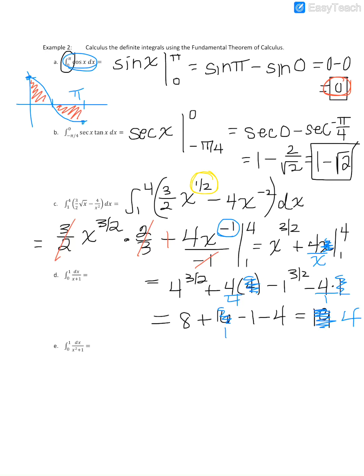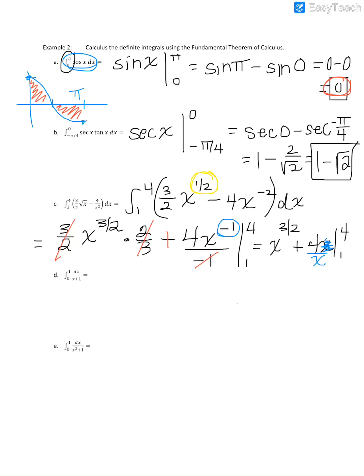Okay, let's go to letter D. I'm going to erase this, so just go ahead and pause it if you're still writing anything down. All right, letter D. So let's see here. We have the integral from 0 to 1 of dx over x plus 1. Okay, I don't think we've seen one like this, so I just want to rewrite it for you. This would be the same as 1 over x plus 1 dx.